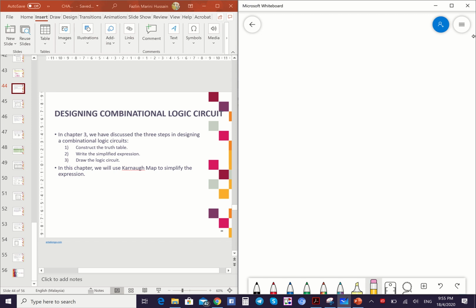Designing combinational logic circuit. Okay, so we will continue on K-map. For designing combinational logic circuits, we have 3 steps. First, you need to construct the truth table. Second, you need to write the simplified expression, and third, you need to draw the logic circuit. We have actually done this in chapter 3, but for this chapter we will use Karnaugh Map to simplify the expression, which is the second step.